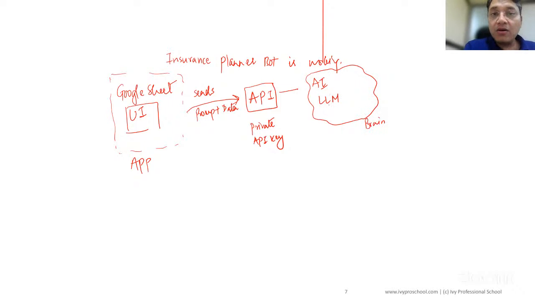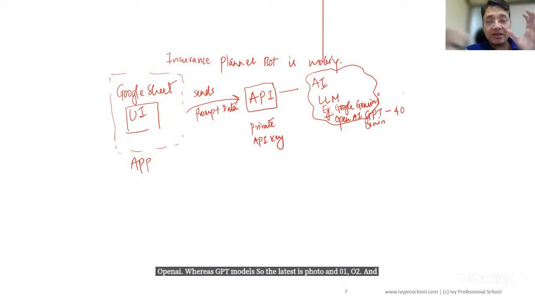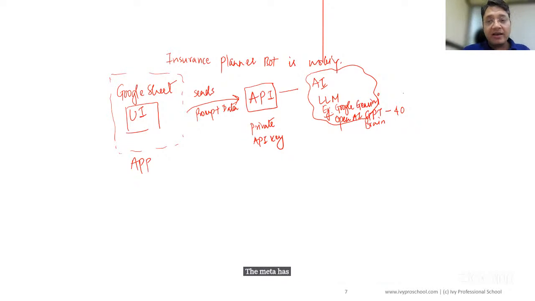Right? Now, there are various examples of large language models available in the industry. Google Gemini, OpenAI, various GPT models. So the latest is 4.0 and O1, O2, and so forth. There are many models; almost every day, these mega tech companies keep launching a new model, right? Meta has Llama, OpenAI has GPT, Google has Gemini, and so forth.